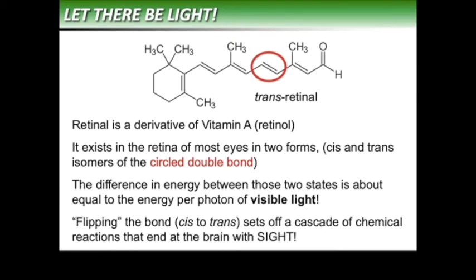And when it goes back to trans, that energy is used to start a cascade of chemical reactions that eventually end at the brain with the perception of sight. Pretty wild, huh? All starts with a cis-trans isomerization.